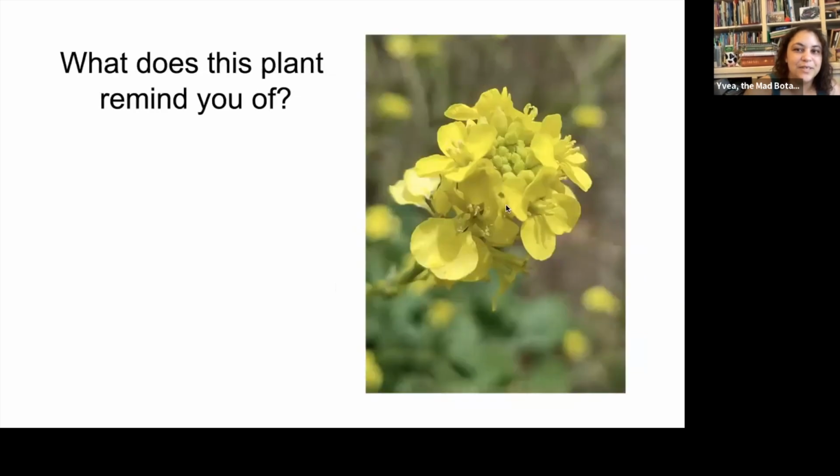Does anybody know this one? You may not know it, but if you've known me for a long time, you might hear me ranting about it sometimes when I go out to do restoration work. This one right here is called short pod mustard. It's a different genus than the mustards that we're used to eating, but we still do call it a mustard. Its genus is Hirschfeldia incana. So this is a short pod mustard.